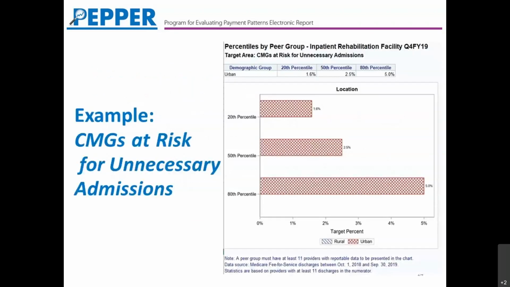Here we have an example of a peer group bar chart, and we can see the demographic group that we're looking at here is urban. So that's a location, of course. The target area, CMGs at risk for unnecessary admissions. And we have 20th percentile information, 50th percentile information, and 80th percentile information for this target area for this demographic location, which is the urban location.